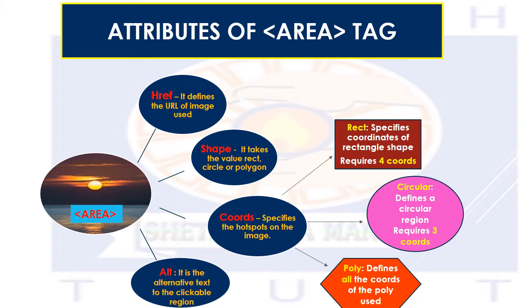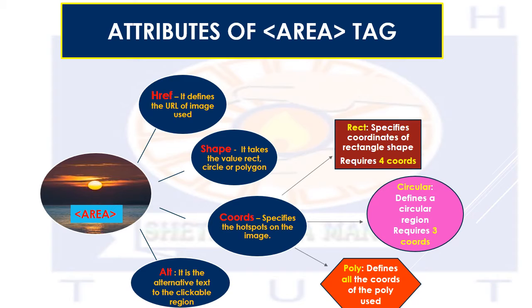Next comes the coordinates. The coordinates are very important here because they specify the hotspots on the image, right? In the coordinates also we have the 3 shapes: rectangle, circular and polygon. In the rectangle shape you are taking only 4 coordinates. There are 4 corners of the rectangle, but we have to take only the diagonally opposite corners. That is why we are taking only 4 coordinates for the rectangle.